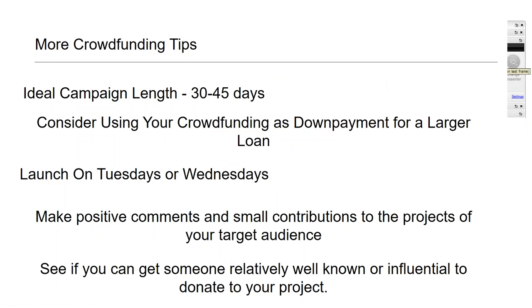Let's say you need to get 100K for your business, your startup, your idea, or your NGO. You can say, "I'm going to crowdfund 10,000 of that and use the crowdfunding money as a down payment for a loan." Try to launch your campaign on a Tuesday or Wednesday. On Mondays, people are very introverted. They're looking at their plans for the week. They're not really taking in emails from anybody else, especially anything asking for something, so you'll be ignored.